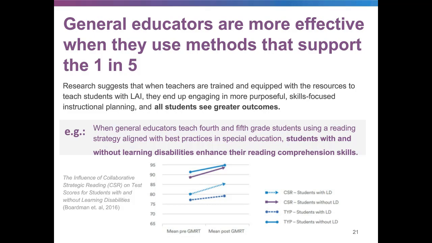So if you are a general education teacher, you can be confident that if you use strategies and instructional practices that have been shown to be effective for kids with learning and attention issues, you will in fact see greater outcomes for all of the students in the class. When general education teachers teach 4th and 5th grade students using a reading strategy that is aligned to best practices in special education, students with and without LD enhance their reading comprehension skills. And there's some of the data behind that for you to take a look at.